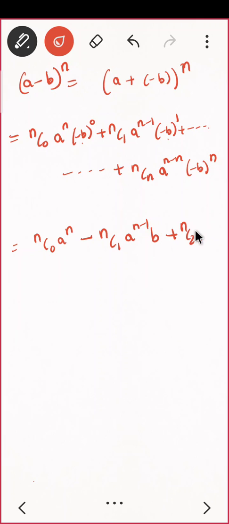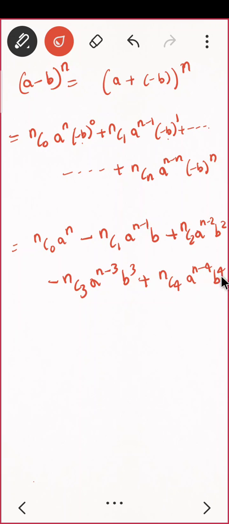Do you observe a pattern here? Minus. Do you see a pattern? It is alternate plus minus. The first term is plus, second term is minus, plus, minus, plus, minus, like this. Do you agree?